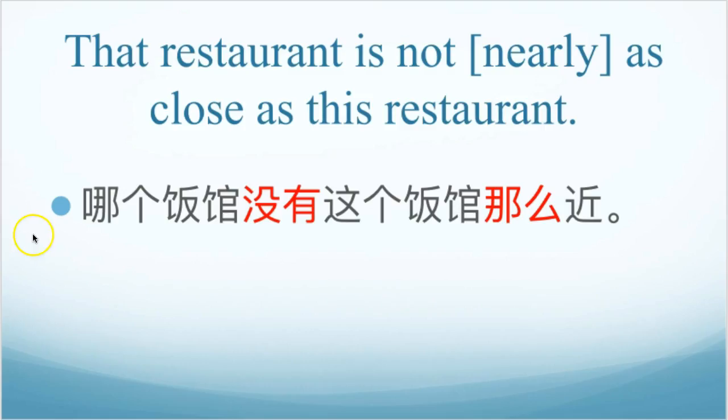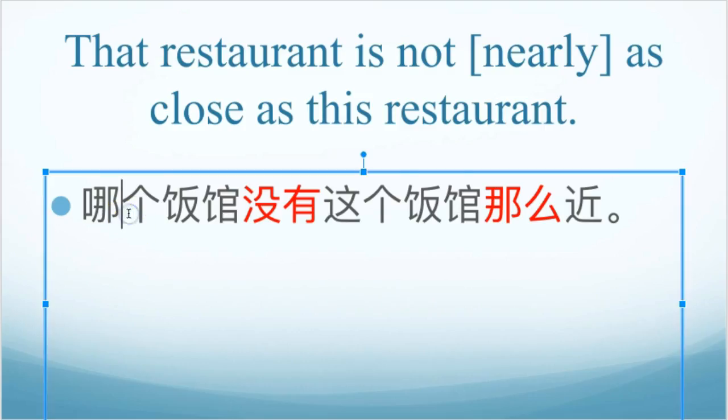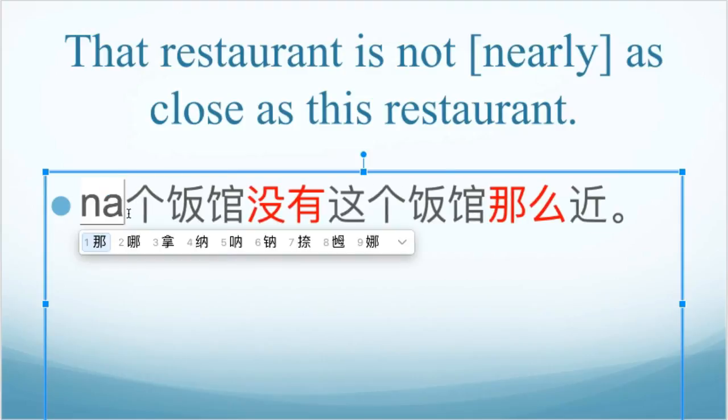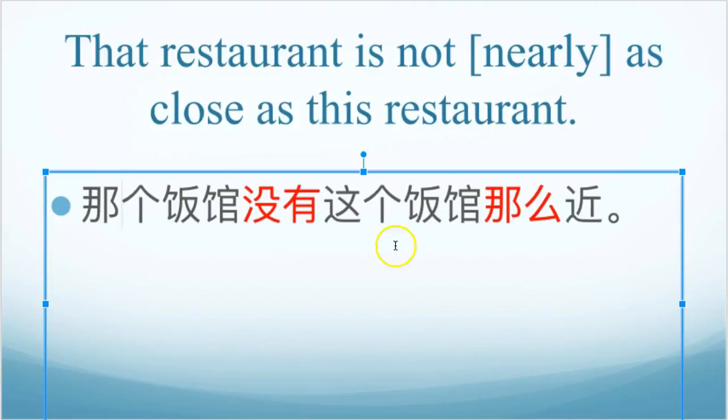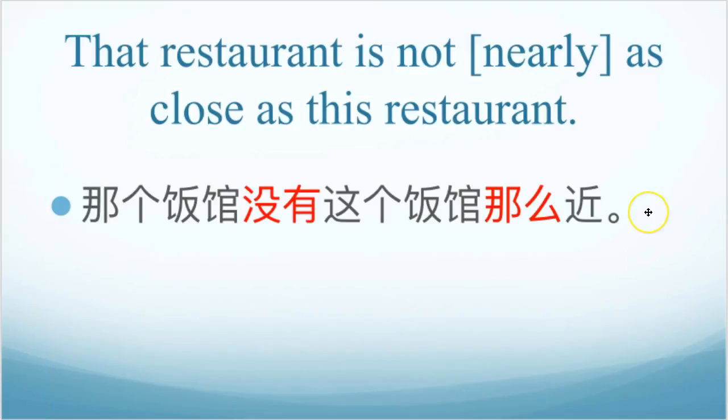Okay, another example. 那个饭馆没有这个饭馆那么近. Okay, so what's closer, right? So the idea with the 没有 A, 没有 B 远 or 近 structure, you're comparing actually three locations. You're comparing whoever the position of the speaker is, and whatever the speaker is talking about, and you're comparing it to two other locations.